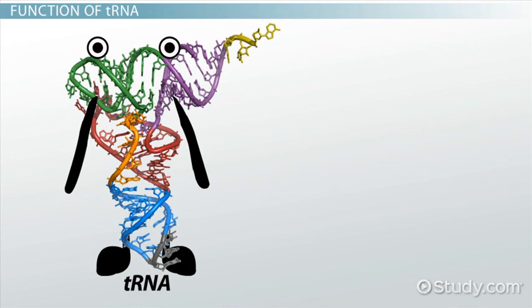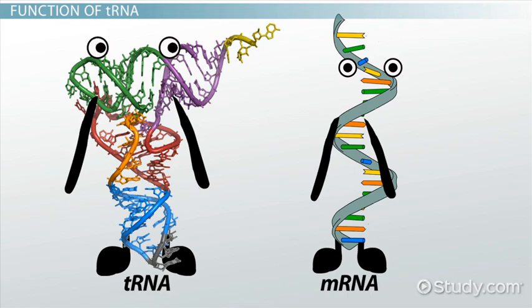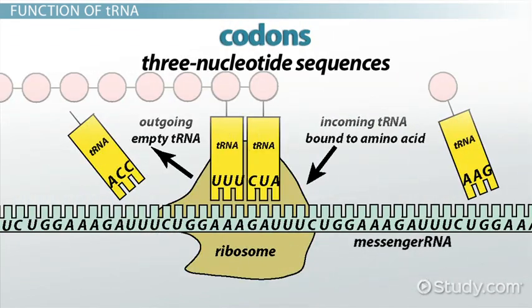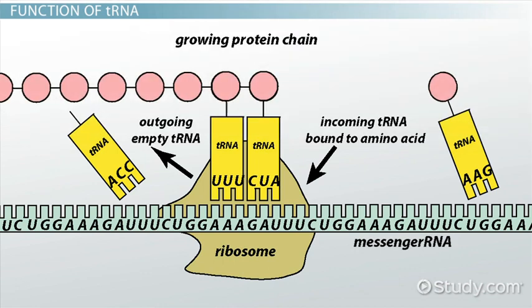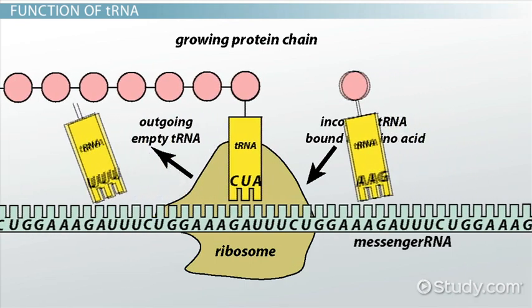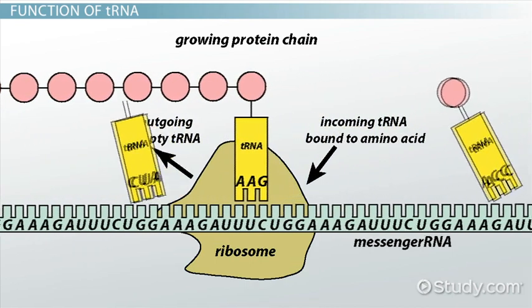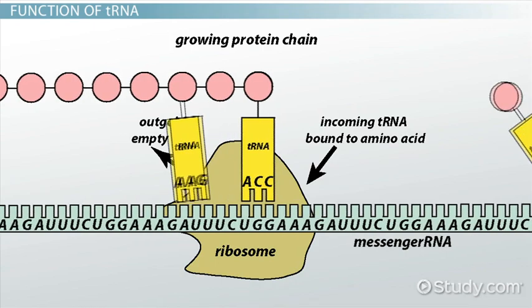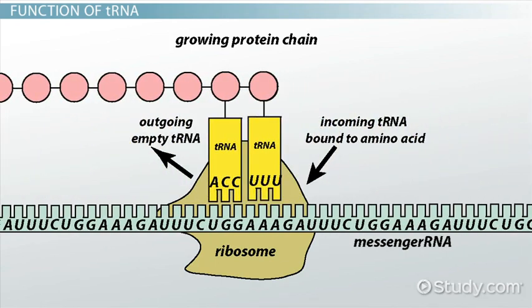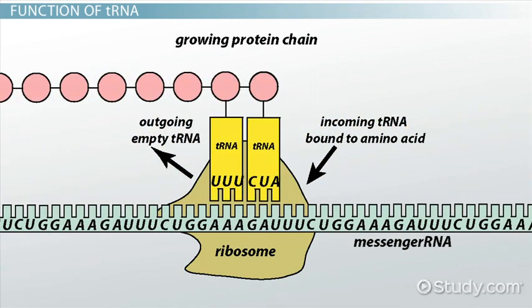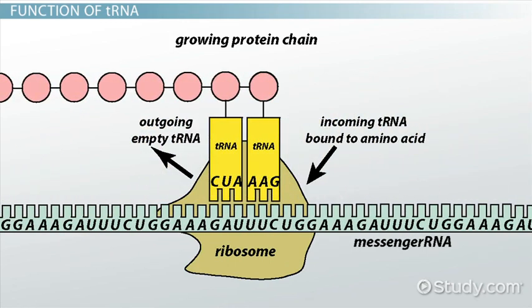How does tRNA read the mRNA? It reads the mRNA in 3 nucleotide sequences called codons. Each individual codon corresponds to an amino acid. There are 4 nucleotides in mRNA. If you do the math to figure out how many codons exist, you arrive at 64, or 4 cubed. There is 1 tRNA molecule for each and every codon.